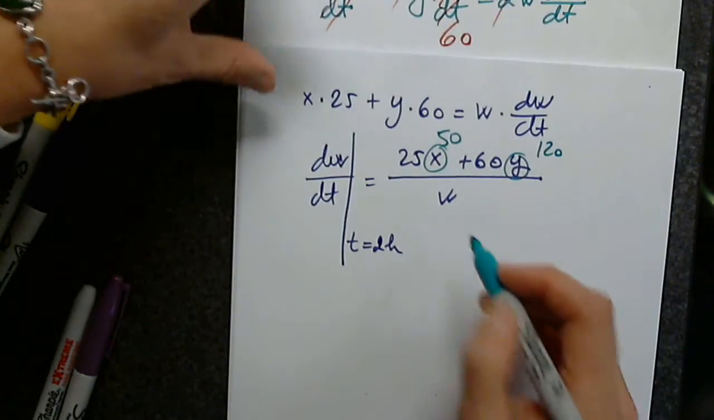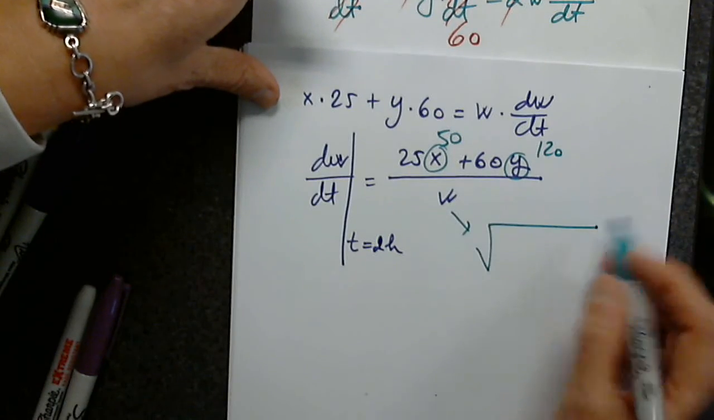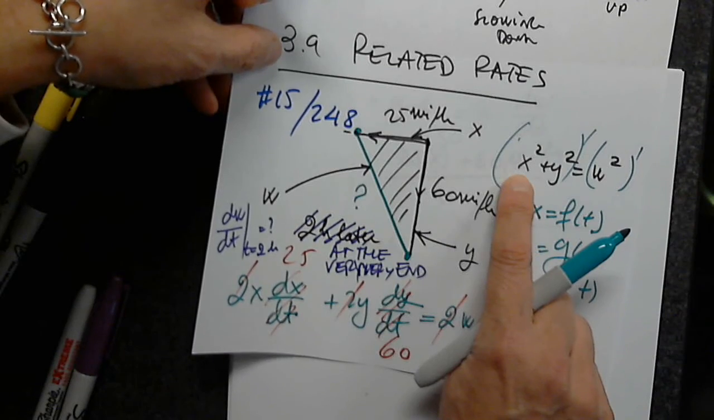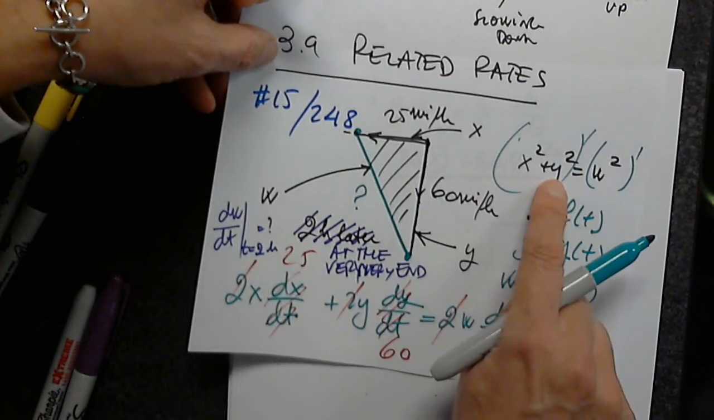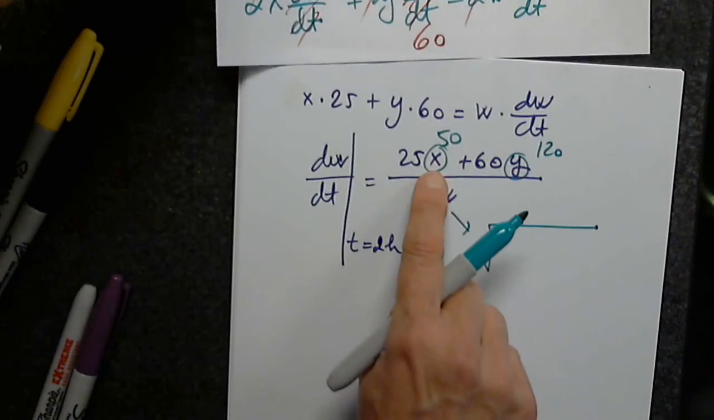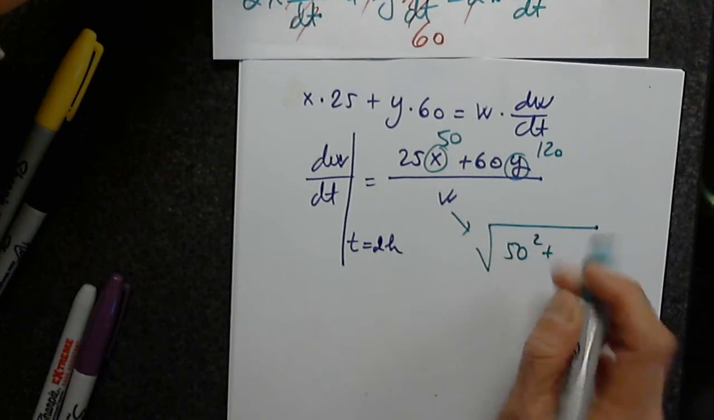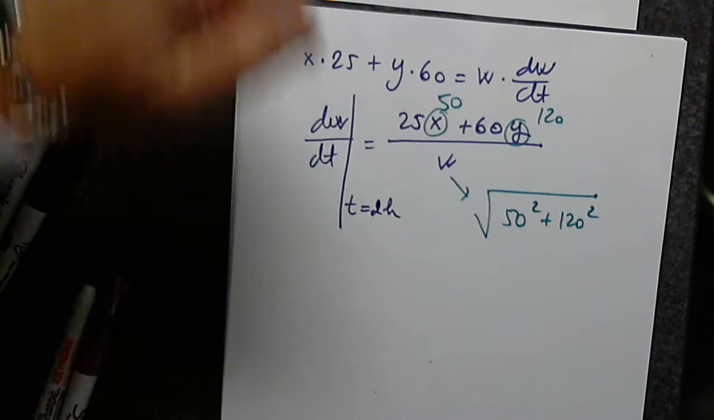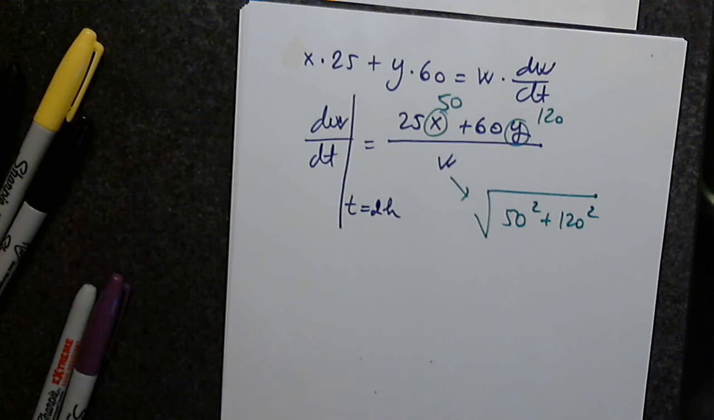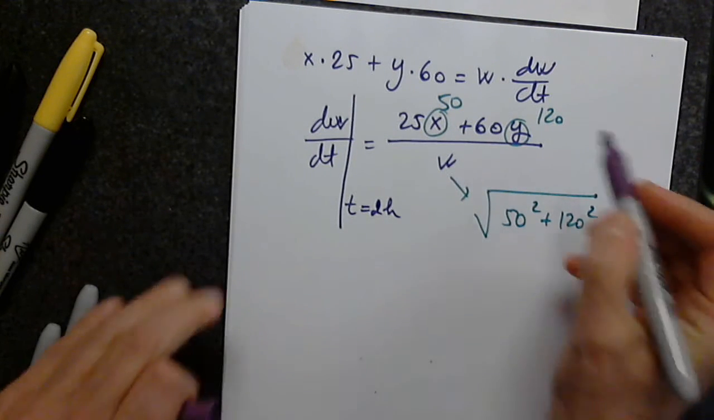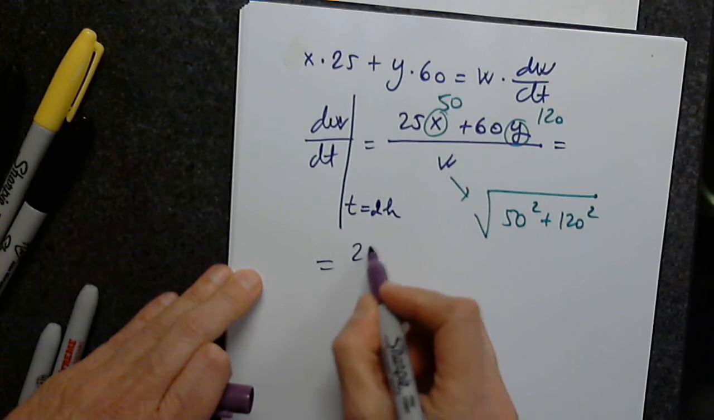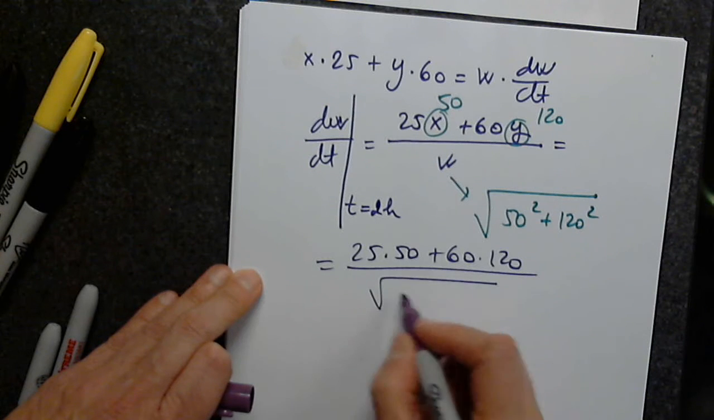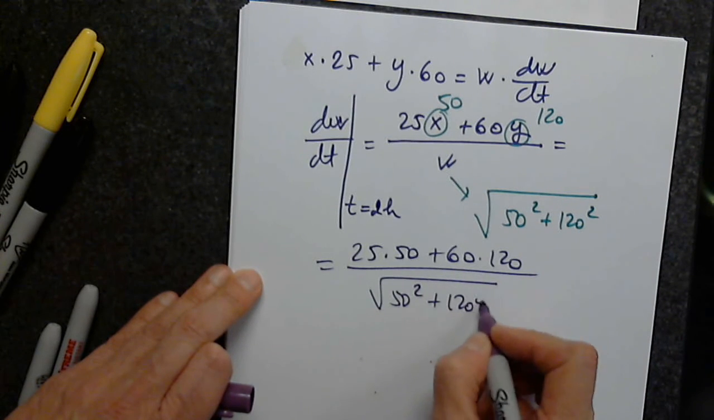So now for w, I have to take the square root from the distance squared for x squared plus the distance for y squared. So it's this, which is 50 squared, plus this, which is 120 squared. And no, I will not calculate step by step. I will put everything in the graphing calculator and do it in one step. So I have 25 times 50 plus 60 times 120 over the square root of 50 squared plus 120 squared.